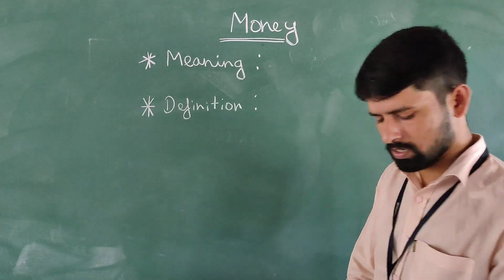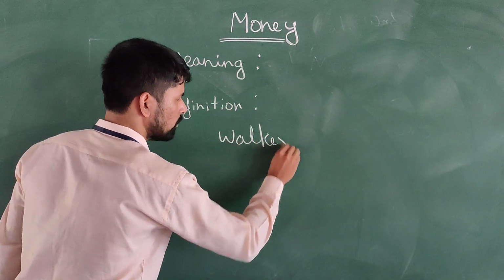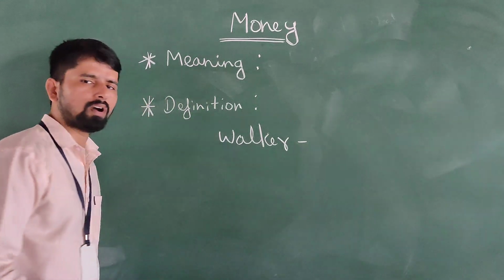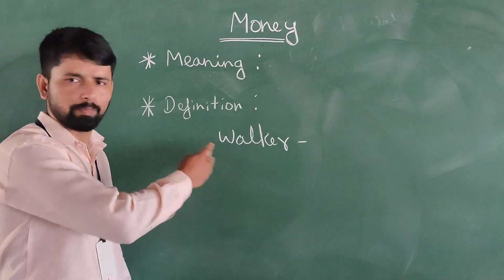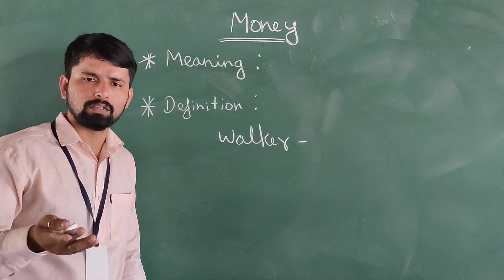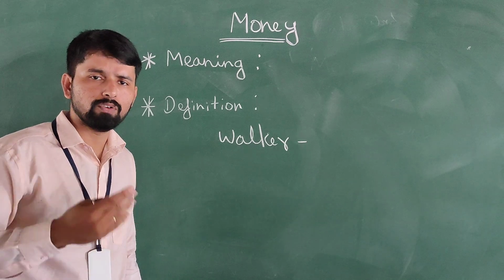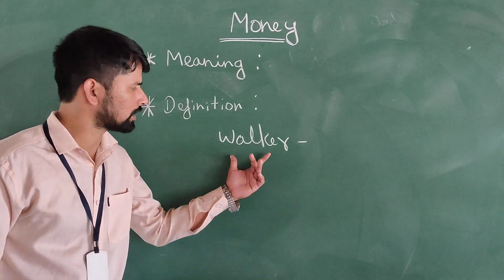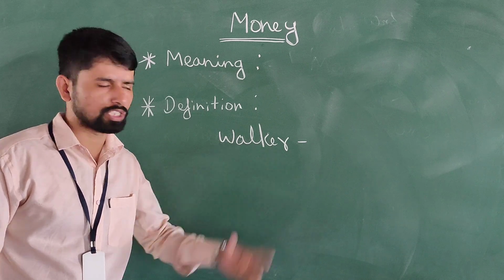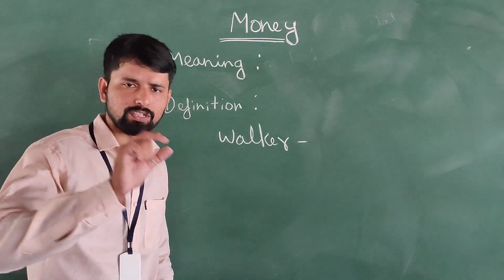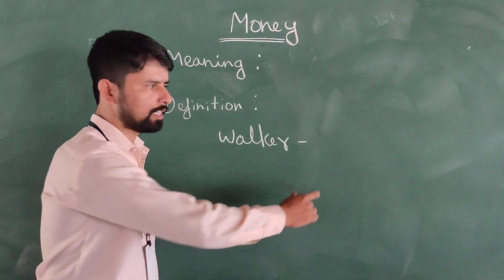The first one is Walker. Professor Walker defined money in his own terms. The opinions of the economists, views of the economists. The first one, Walker. Walker says, money is what money does. Walker says it is the shortest definition. Money is what money does.